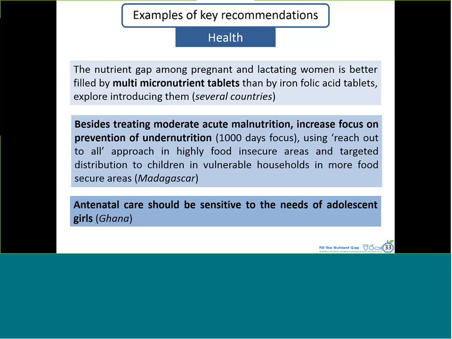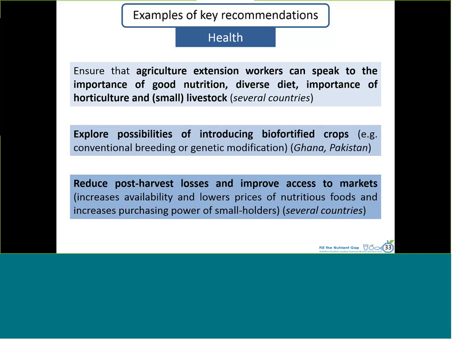Then on the next slide, some examples from agriculture. One is the introduction of biofortified crops, ensuring that agriculture extension workers can speak to the importance of good nutrition, and of course, reducing post-harvest losses and improving access to markets.